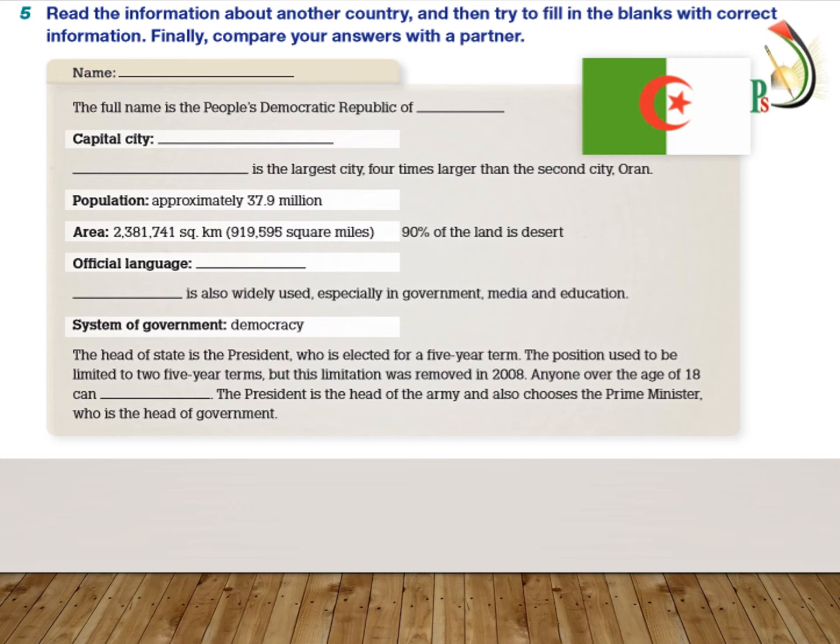Okay, my students, let's check your answers. Name, Algeria. The formal name is the People's Democratic Republic of Algeria. Capital city, Algiers. Algiers is the largest city, 4 times larger than the second city, Oran.